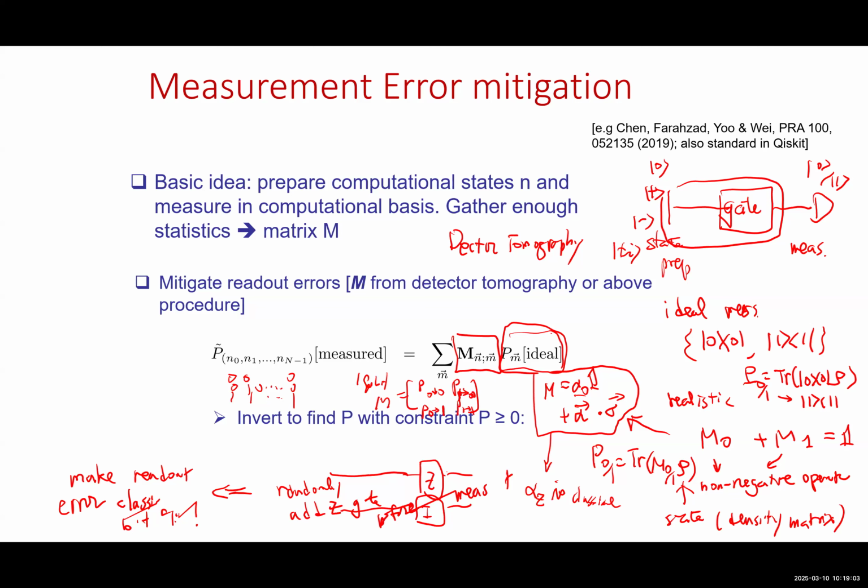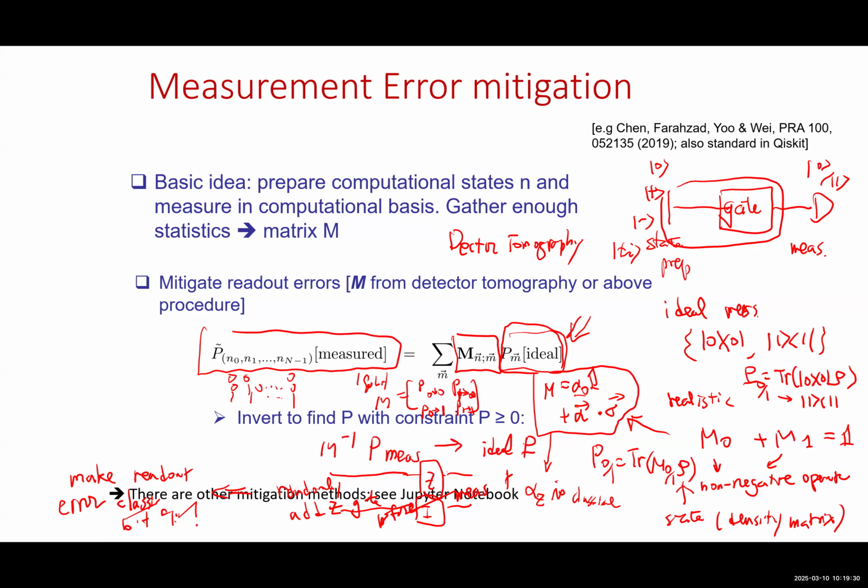So then you want to find the ideal measurement outcome. What you do is take the experimental measurement matrix and probability vectors, and you do the inversion. So really just the inverse times the measurement gives you the ideal. Okay. So this is measurement mitigation.